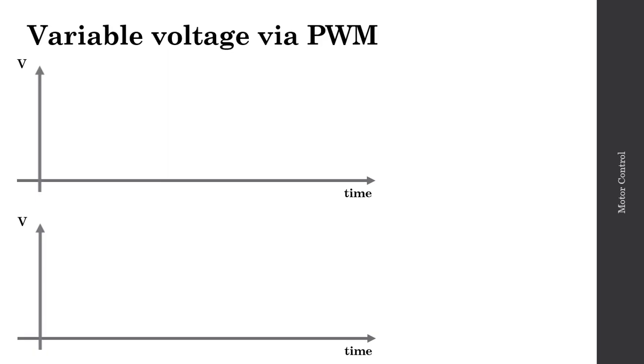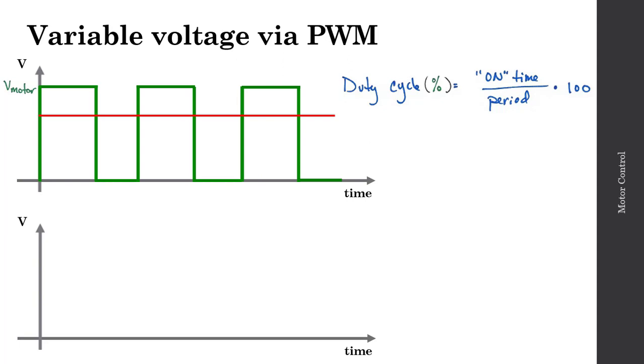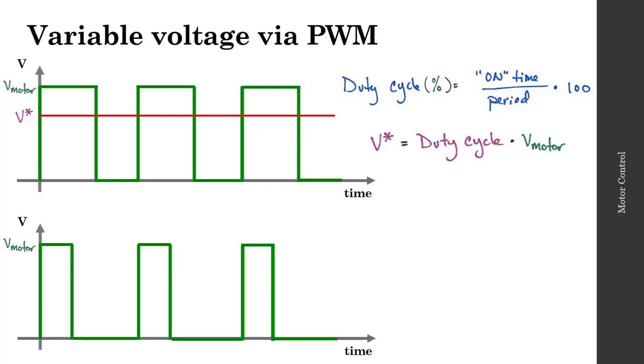Here is a PWM, or pulse width modulated signal, and the duty cycle here is roughly 75%. So 75% of each period the voltage is high or on, and 25% of each period the voltage is low or 0 volts. So here is V motor, and if we use appropriate filtering, then the voltage output should be roughly 75% of V motor. So V star here would be the duty cycle times the motor voltage. Similarly, if we have a 25% duty cycle, then V star would be approximately 25% of V motor.